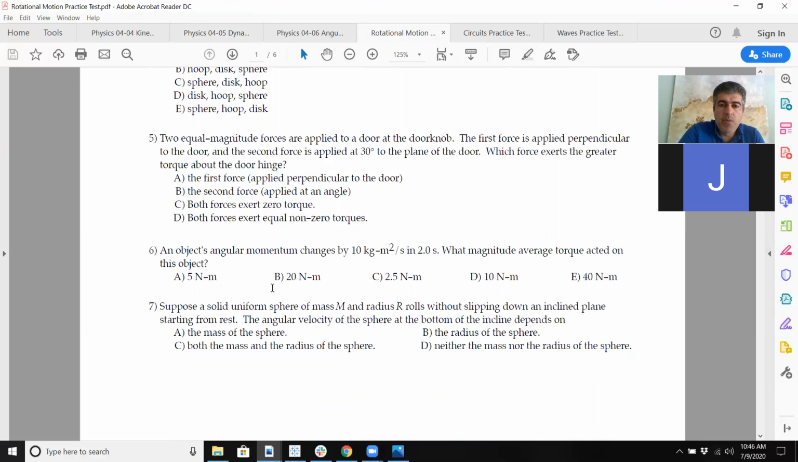Two equal magnitude forces are applied to a door at the doorknob. The first force is applied perpendicular to the door, the second is applied at 30 degrees. Well, remember, torque is not just F times R, it's F times R times sine theta. If theta is 90 degrees, you're doing sine 90 degrees, which is 1. So doing it perpendicular is going to get you the most torque you can get. 30 degrees is not as much. So it's definitely going to be the first force.